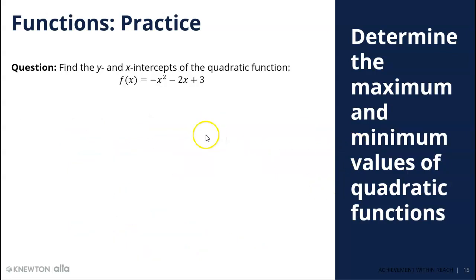So for the next application, we want to find the x and y intercepts of the quadratic function. As you recall, the y-intercept is the intersection at the y-axis, so you can solve that by setting x equal to 0. And the x-intercept is the intersection at the x-axis, and you can solve that by setting y equal to 0.